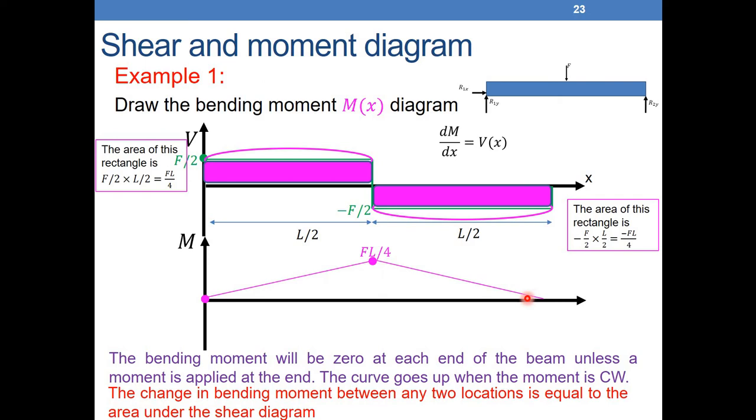So every time we need to know the point of start. After that, we need to check the shape of variation of the moment: if it's a line, a parabola, or a constant, and if the line is going upwards or downwards, depending on the sign of the shear. And after that, in order to find the value between two locations, I just find the area under the shear diagram between the two locations.